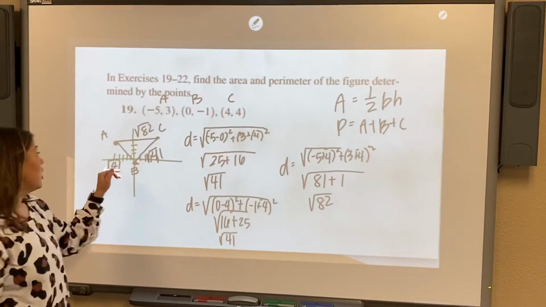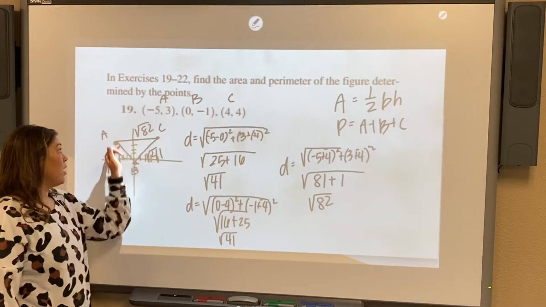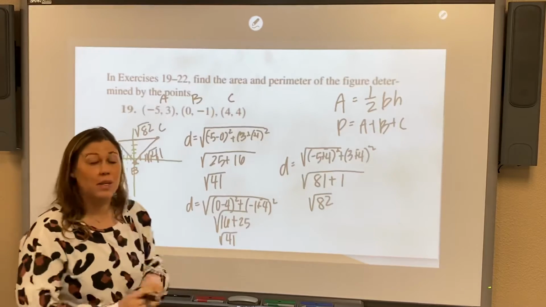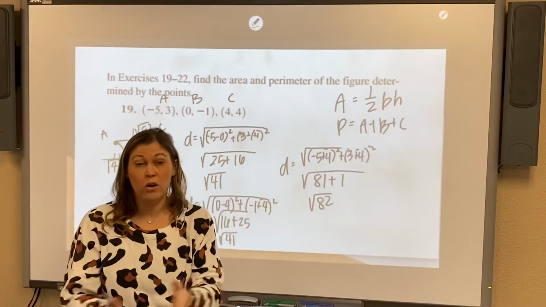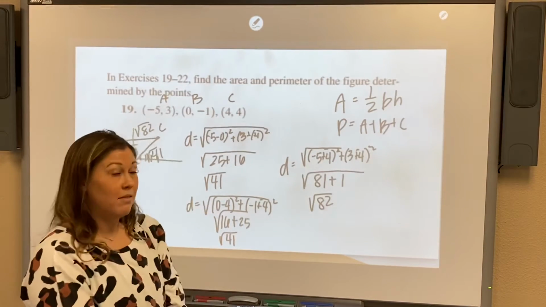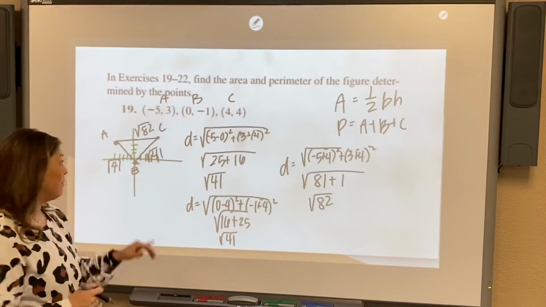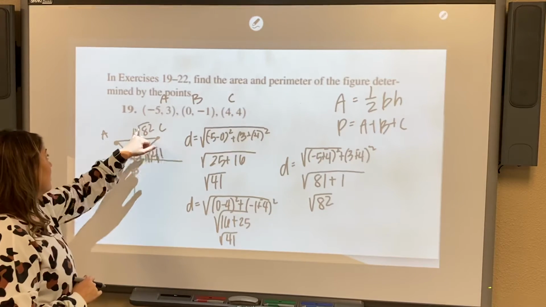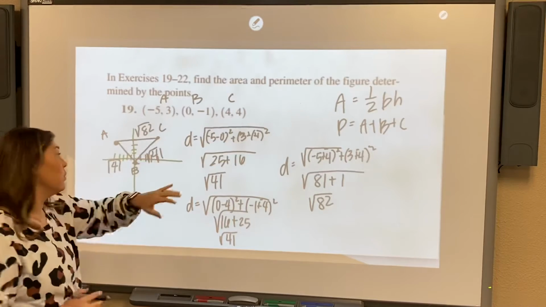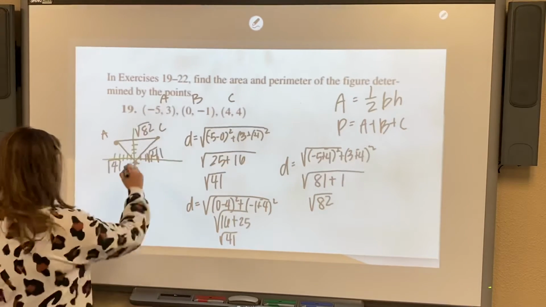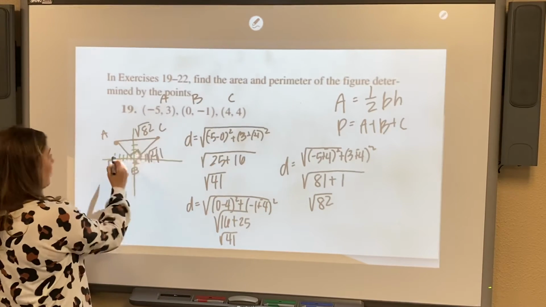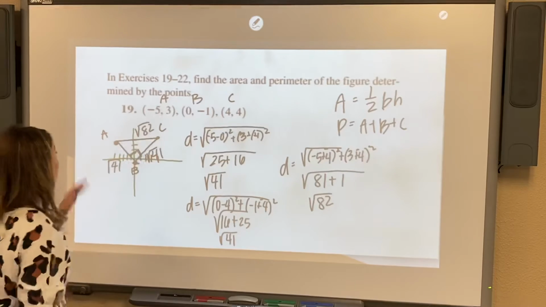So if we look, square root of 41, square root of 41, and then the square root of 82. So this is an isosceles triangle. To be more specific, we could go into Pythagorean theorem. If you look, 41 plus 41 is 82. This right here is a right triangle. Okay, so we have base, height, and then our hypotenuse.